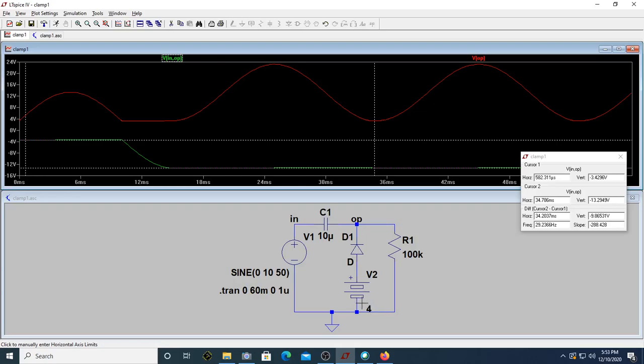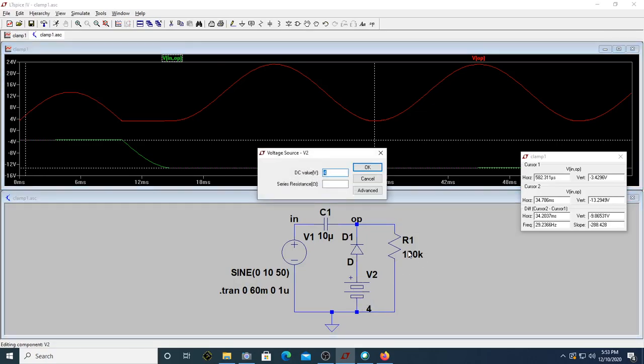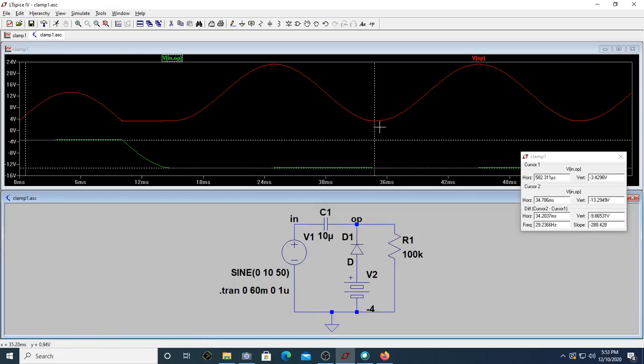Suppose I reverse the voltage; instead of reversing, let me make it minus 4 here directly. So now the negative peak is clamped to minus 4.6 volts, and the capacitor voltage will be 10 minus 4.6, that will be 5.4 volt or minus 5.4 volts. Let me save this and then run.